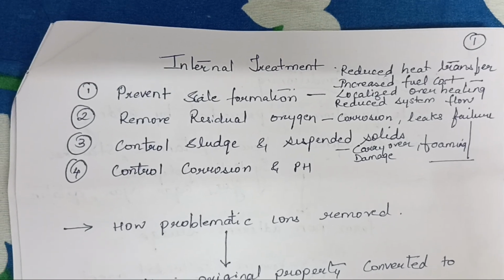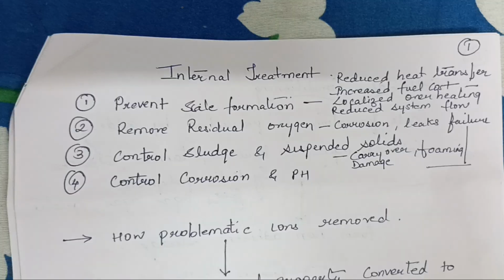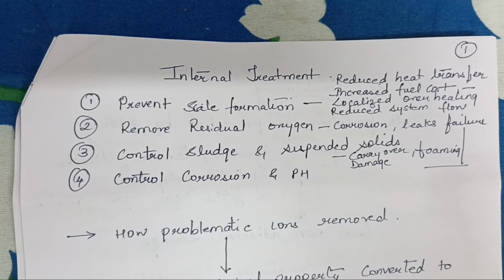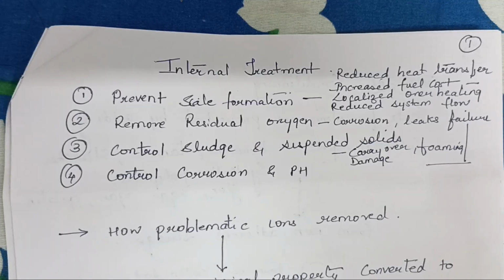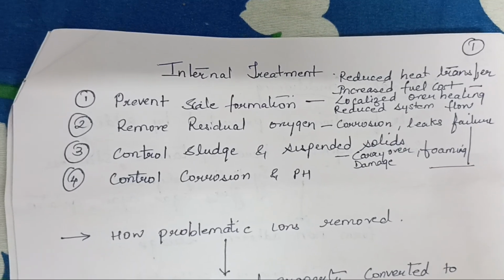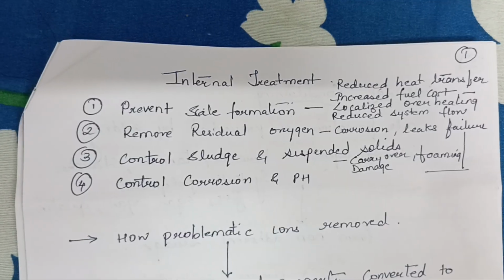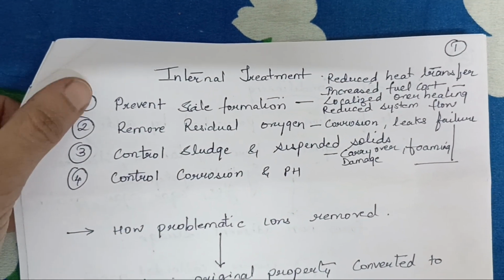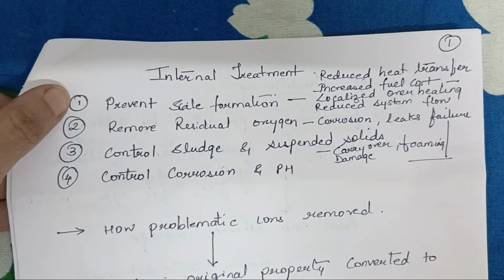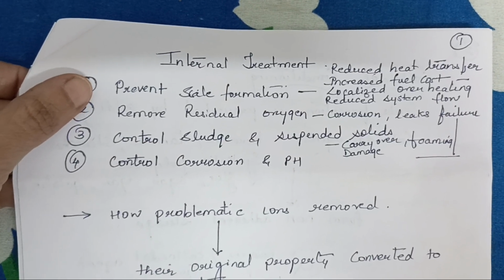Hello to all. So today we will be discussing the internal treatment methods which are available for treating the impurities which are there in the water which has been fed already in the boiler body. So, what is the main advantage of internal treatment? The first and foremost importance is that it prevents the scale formation.